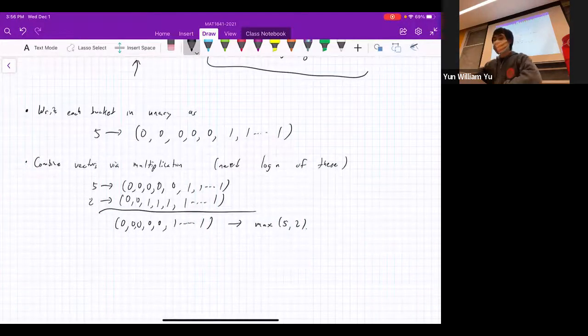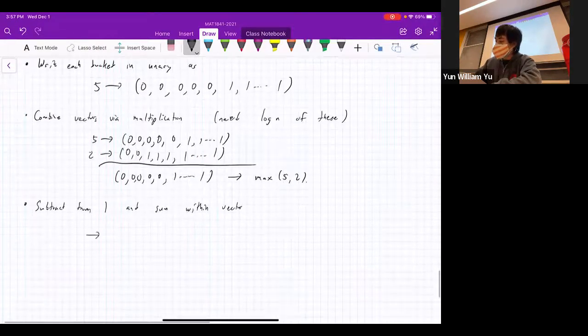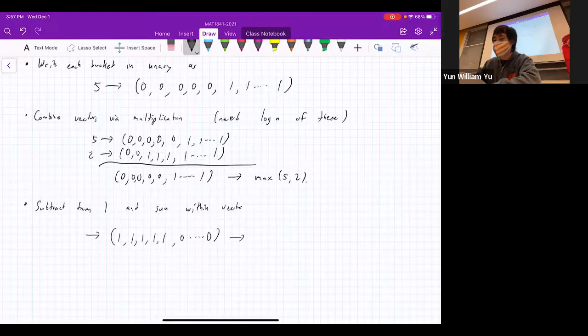But now, importantly, since we also have addition and subtraction, we can do something slightly different. We can count the number of zeros in ciphertext. So subtract from 1, and sum within the vectors. That gives you 1, 1, 1, 1, 1, and then a bunch of zeros. And of course, that just gives you 5 while still encrypted.